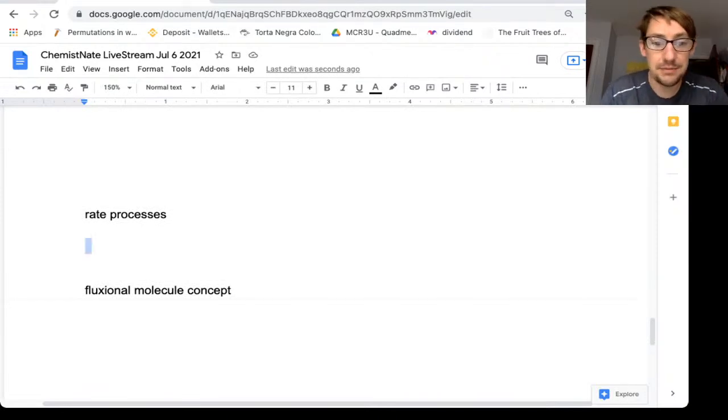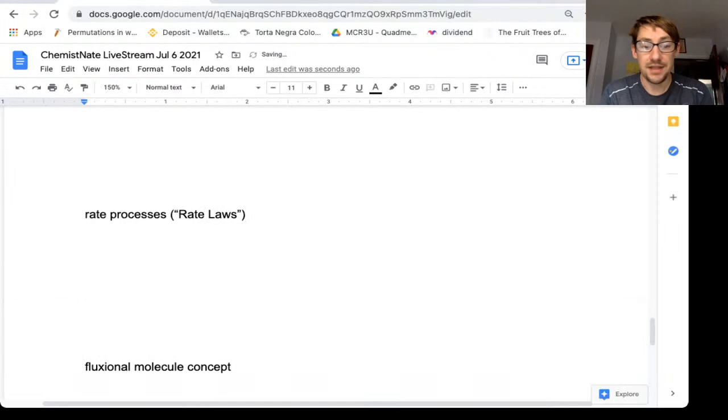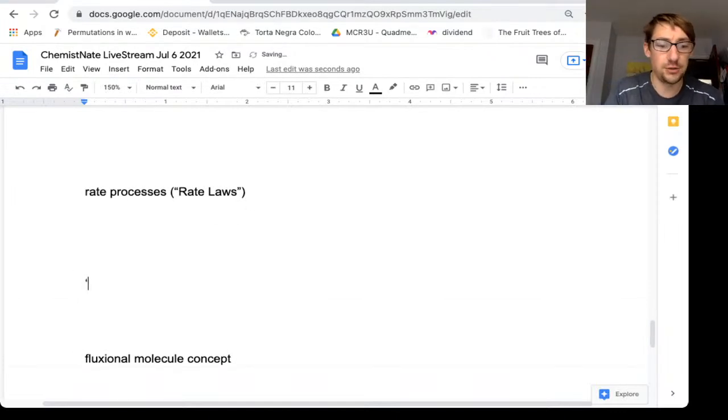Someone's asked about rate processes, and they later clarified that they wanted rate laws. And then I'm going to Google fluxational molecule concept to see if I actually know it by another name.